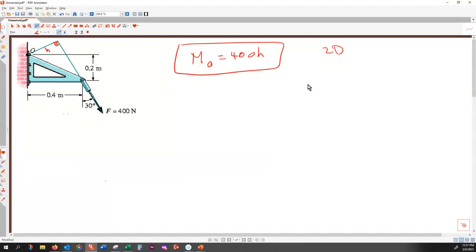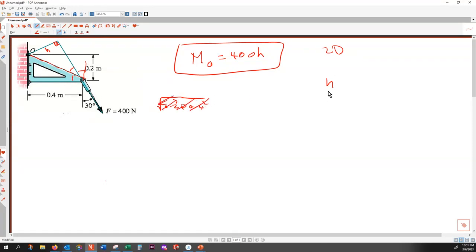But the problem is, to find h, I have to solve this triangle. How do I solve this triangle? Well, I need to do a bit of trigonometry to find that angle, and then this angle, and then that angle here. And then in that triangle, I know the hypotenuse. The hypotenuse is root of 0.2 squared plus 0.4 squared. But there is an easy way of doing that.